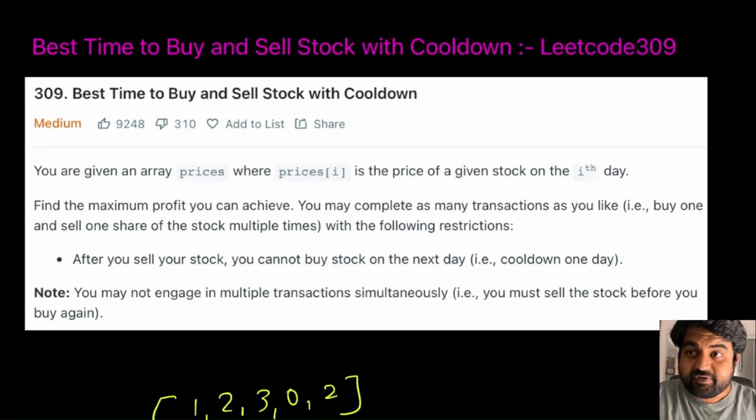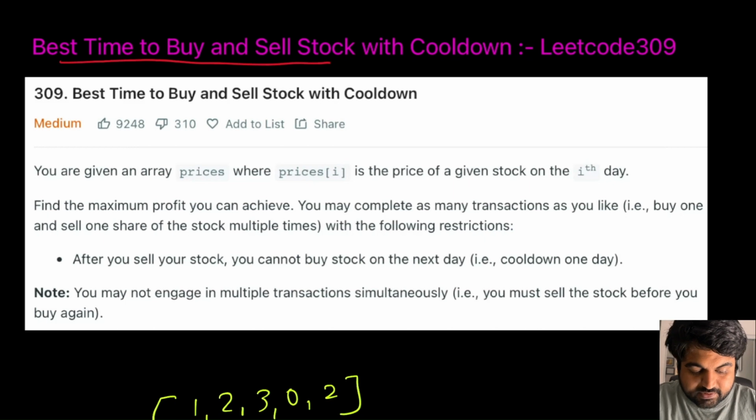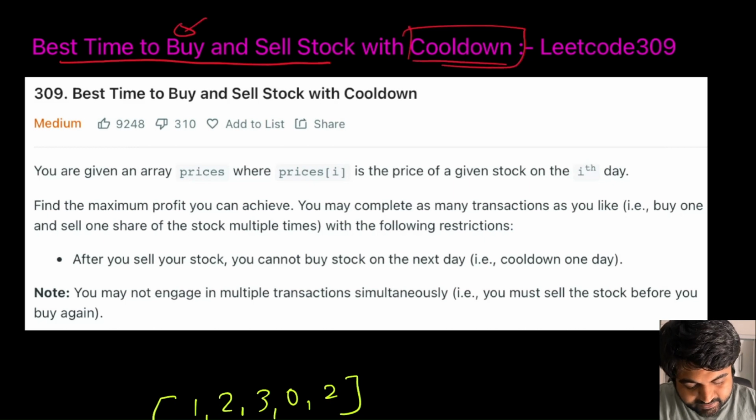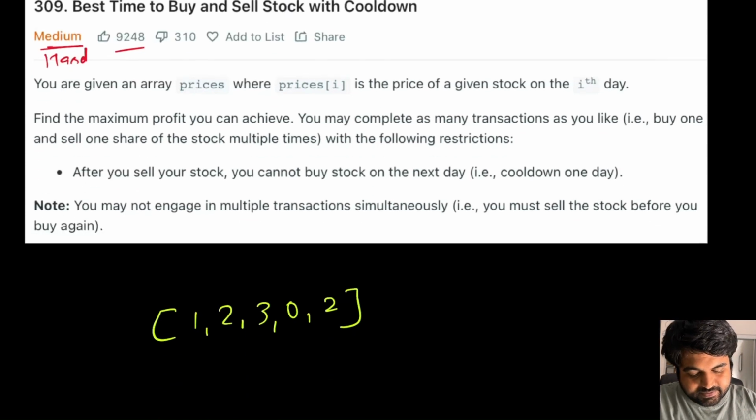So the LeetCode problem we are going to solve now is one of the most popular LeetCode problems, called best time to buy and sell stocks with cooldown. This one is a medium problem, but in my opinion this can be categorized as hard in some scenarios, and this is a very well-liked problem. So let's understand the problem statement.